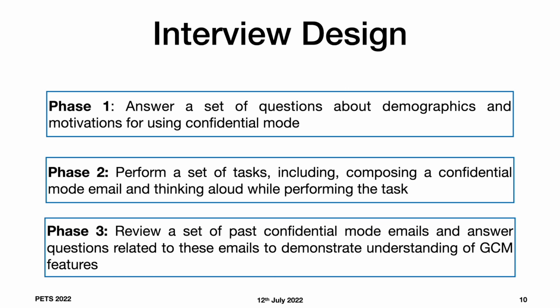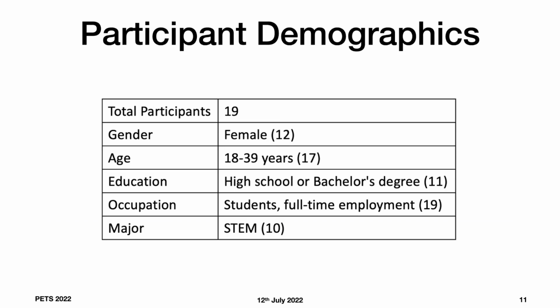Each interview session lasted for an average of 25 minutes, and the participants were rewarded with a $5 gift card. The study was approved by the university's Institutional Review Board. We recruited a total of 19 participants from UNC Charlotte. The majority of our participants were females, aged 18 to 39 years. Regarding the highest level of education achieved, majority of the participants had at least completed high school or bachelor's degree. Our participants were mostly students, but a few of them had full-time employment.